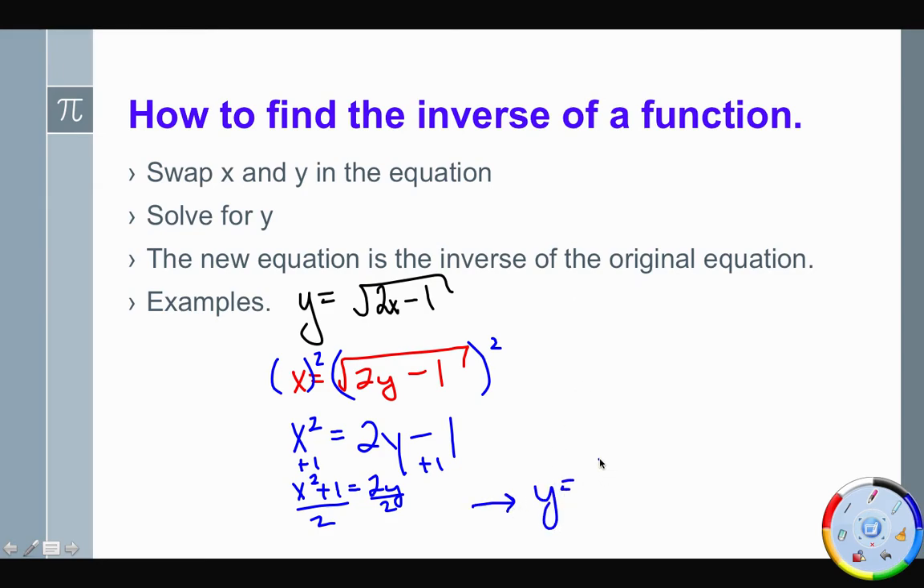y equals 1/2 x squared plus 1/2. Remember that 2 divides into both things. So we have 1 over 2 and 1 over 2. And that is our inverse.